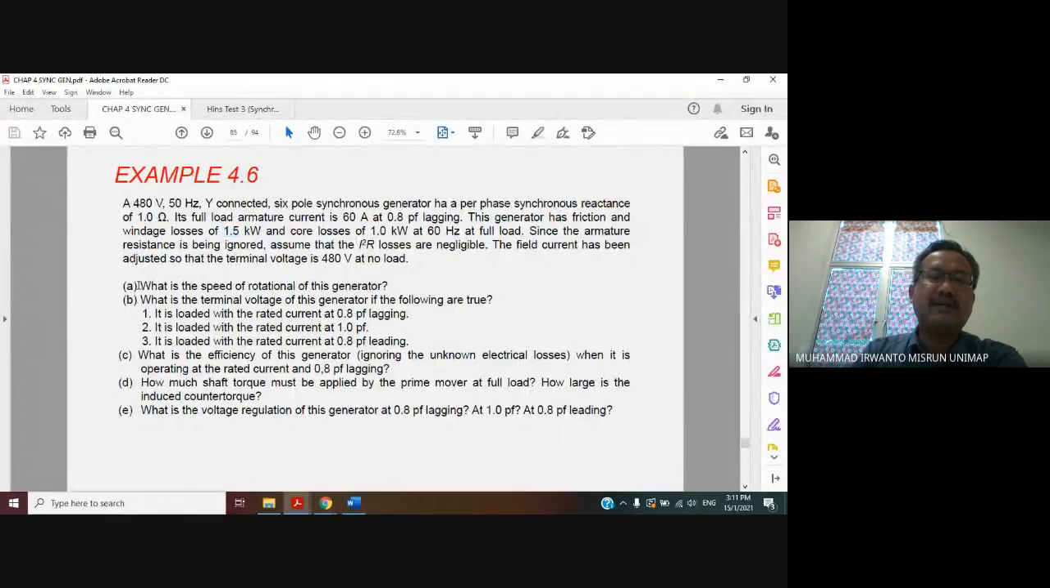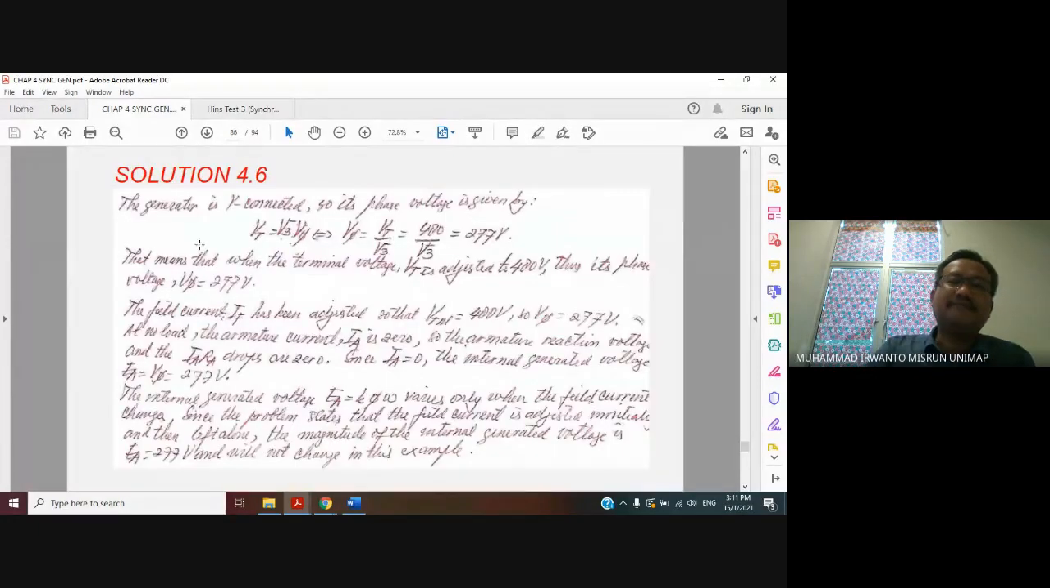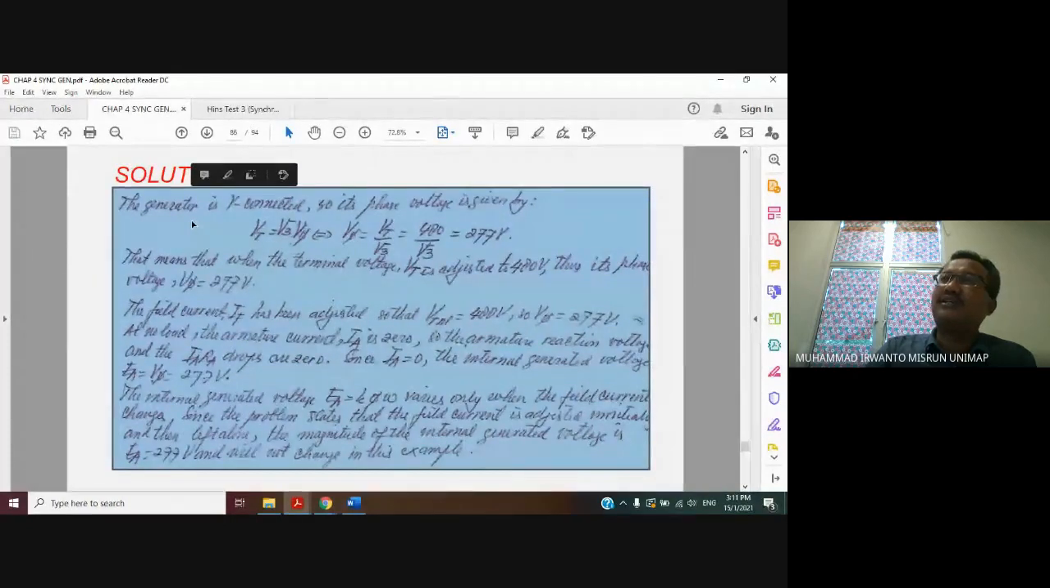Now for A, we want to find the speed of rotation of this generator. We can see the answer. This question comes from the reference book by the author J. Chapman, and I took it from there.